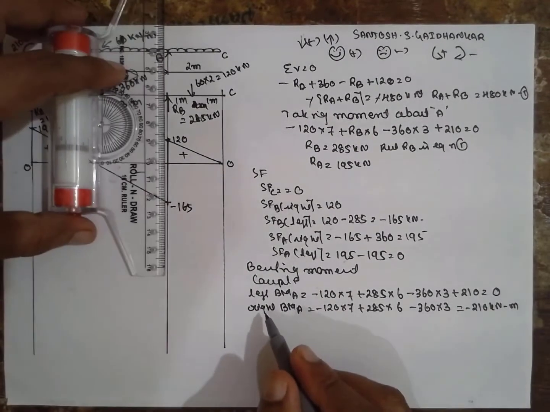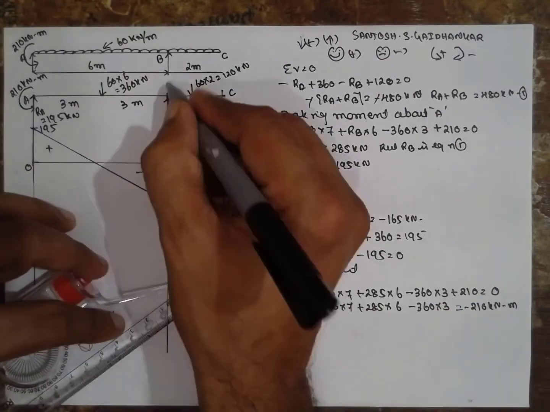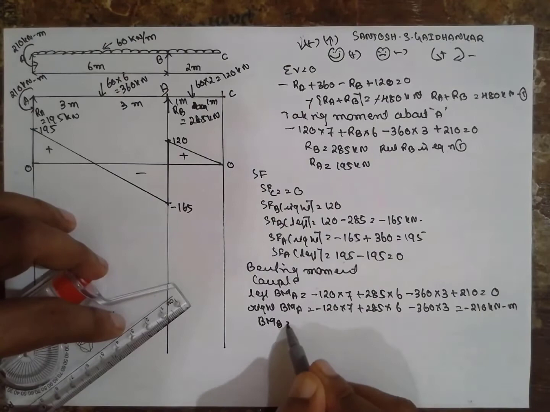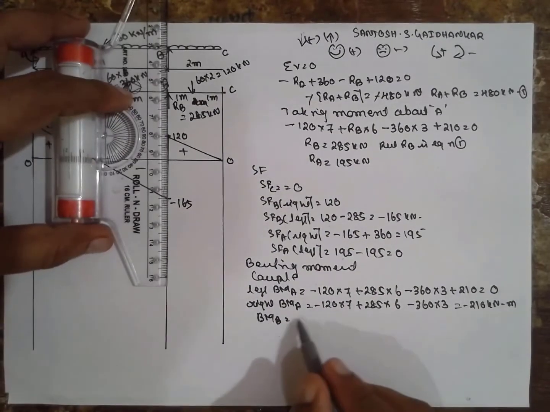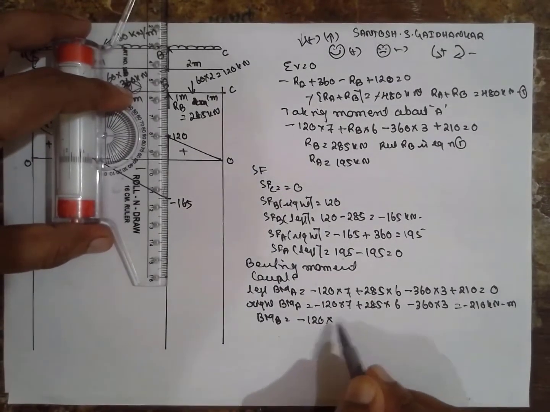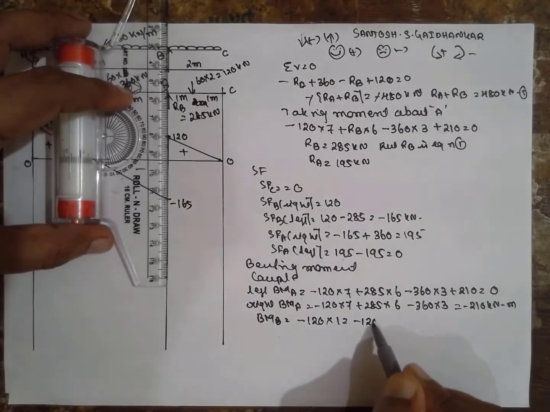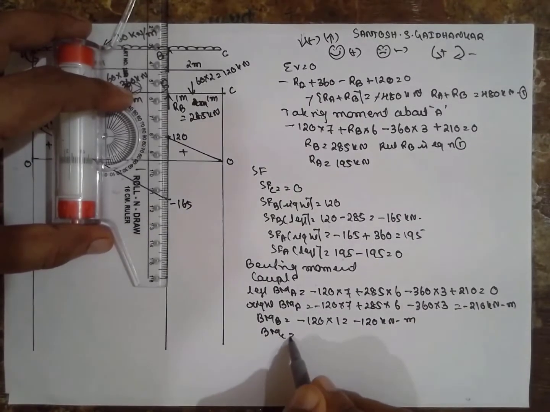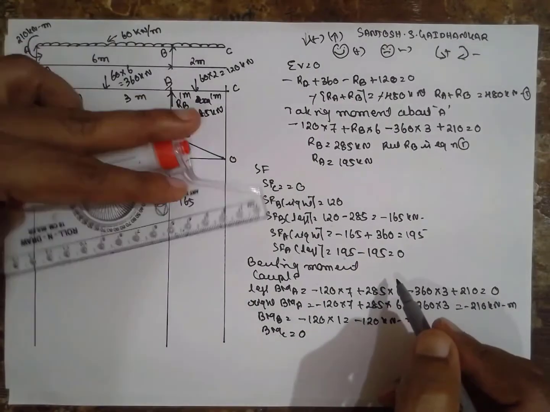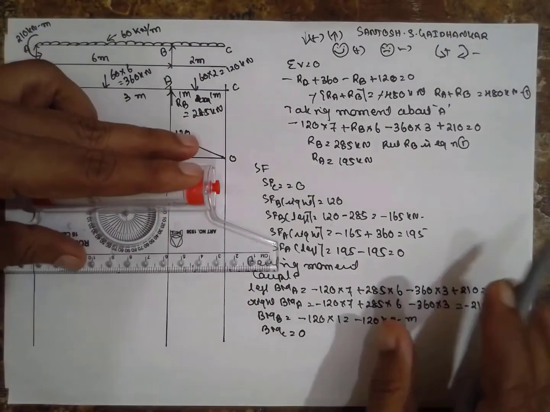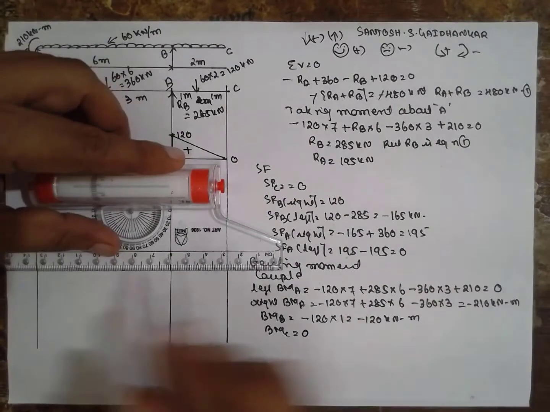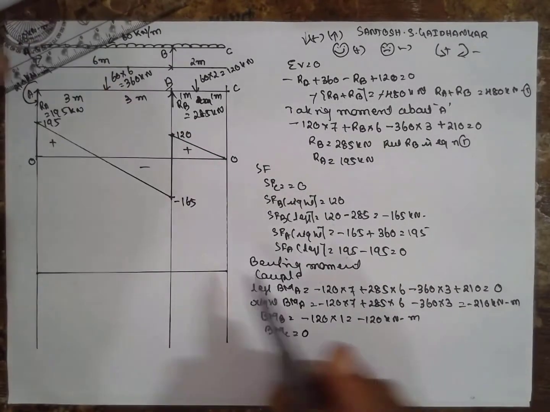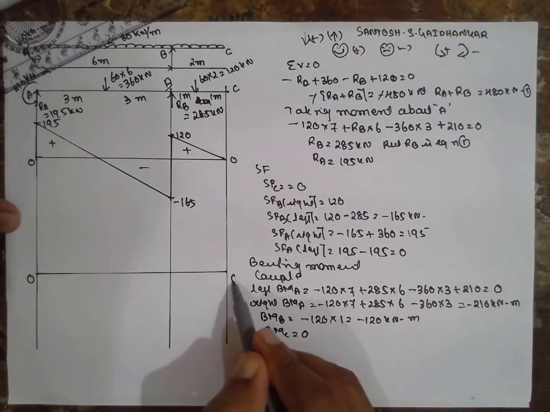Now bending moment at B. This is A, this is B. The bending moment at B will be minus 120 into 1. That is minus 120 kilonewton meter. Bending moment at C will be 0. Draw the bending moment now here. First is 0, last is 0.